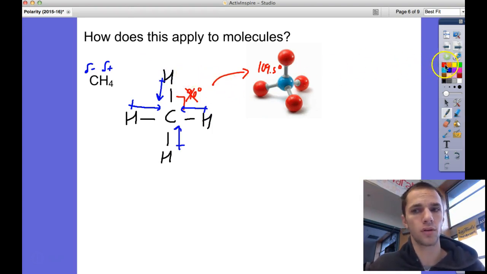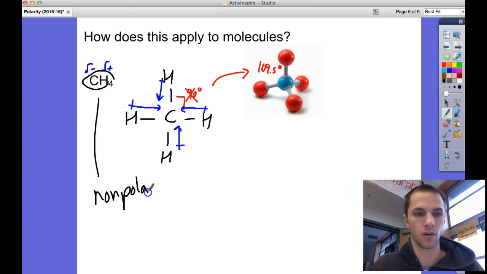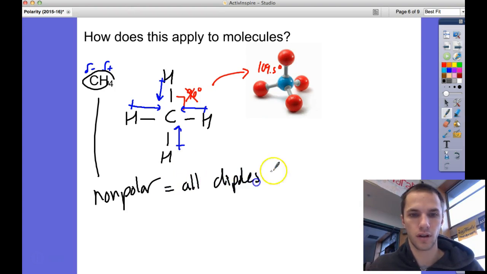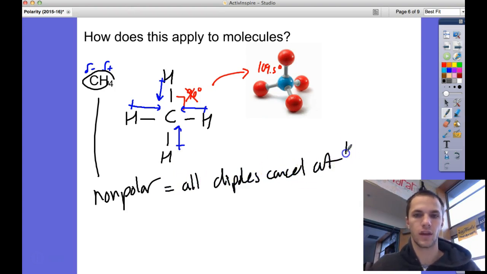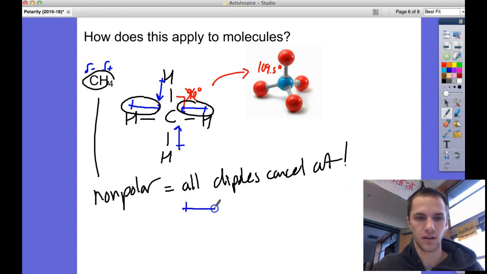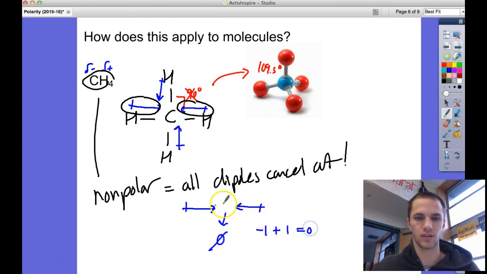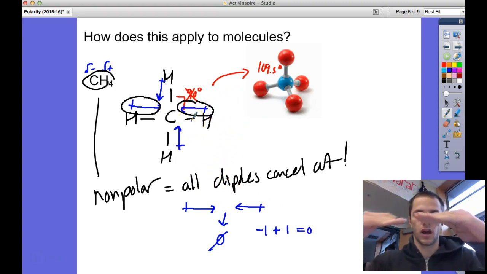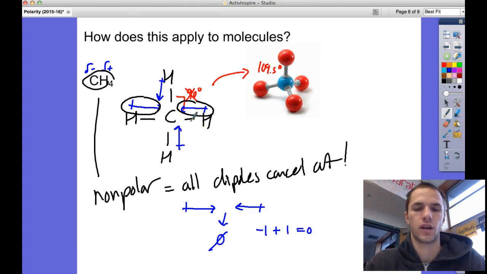But is this molecule polar? It's actually not. Methane, CH4, is nonpolar. And the reason for this is because all the dipoles cancel out. They all cancel each other out. So for example, this one pointing to the right gets canceled out by this one pointing to the left. If we were to add these two vectors together, if you want to connect this to physics, this and this are going to turn into nothing. Another way of thinking about it is like -1 plus 1 is equal to 0. It's the same kind of idea. The vectors pointing in opposite directions cancel each other out in terms of strength.